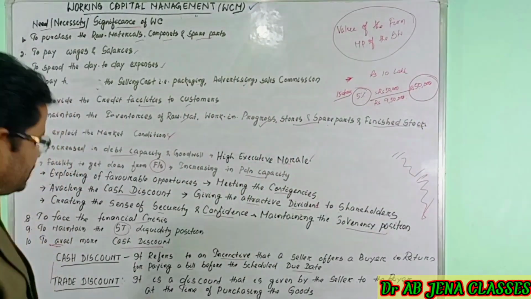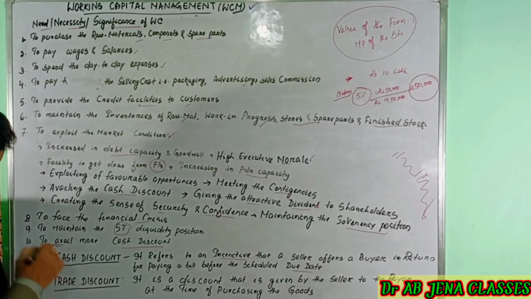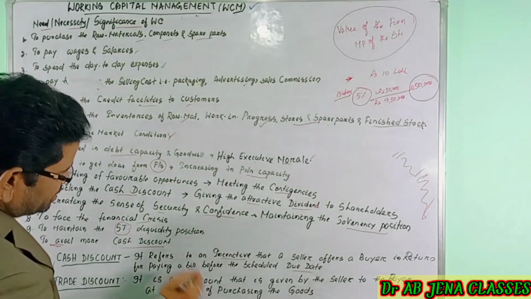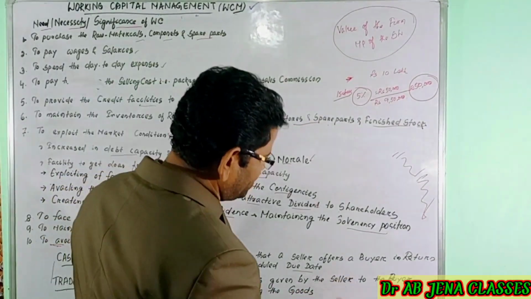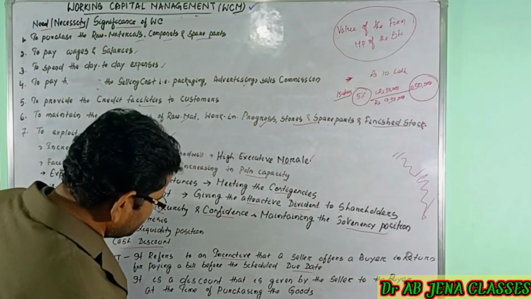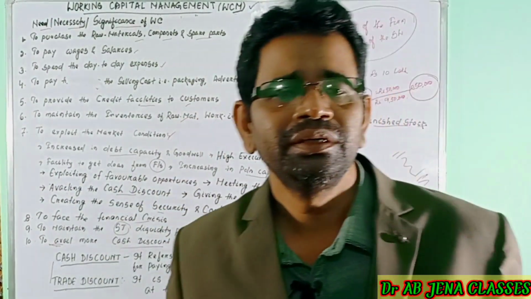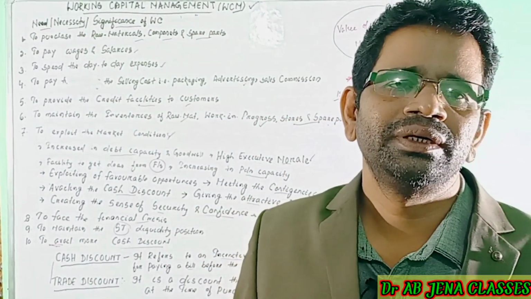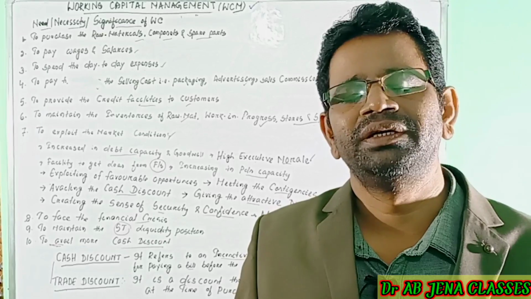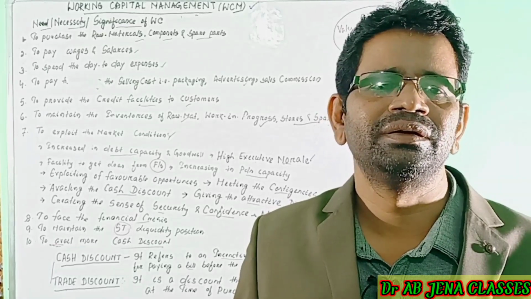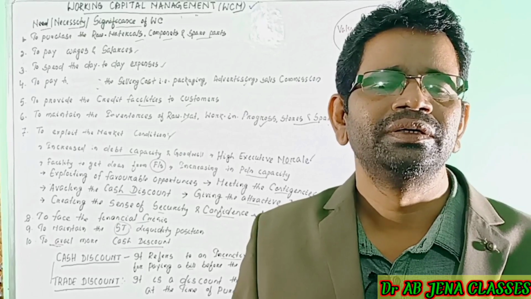Let's come to another category of discount, the trade discount. What is this? It is a discount that is given by the seller to the buyer at the time of purchasing the goods. When we are purchasing goods every day, on the MRP, maximum retail price, the printed price, the seller or the retailer or the wholesaler gives us a discount.